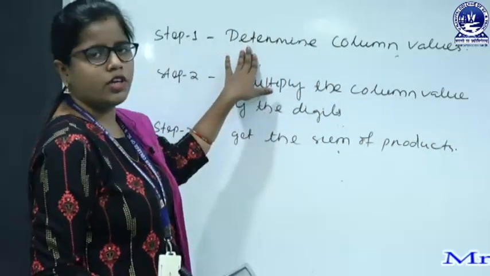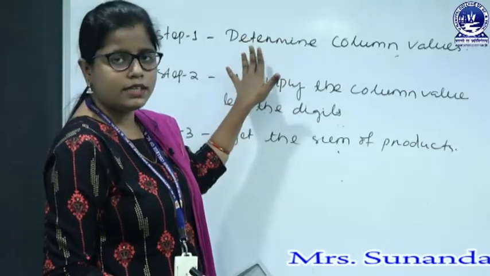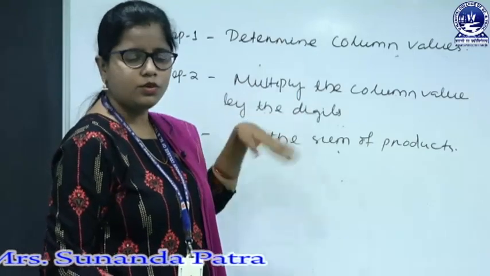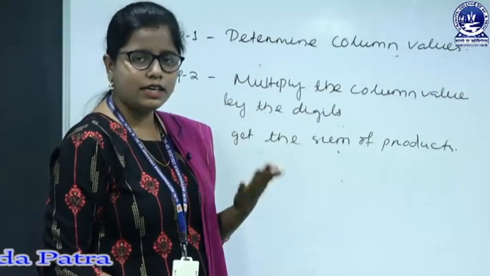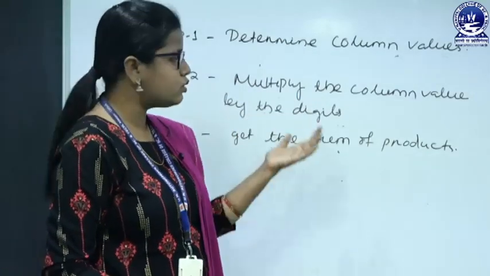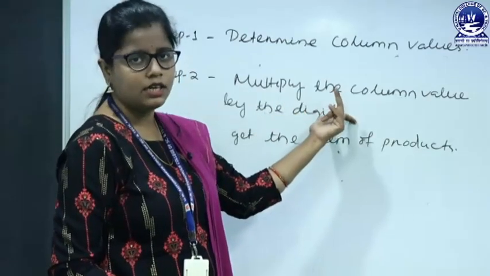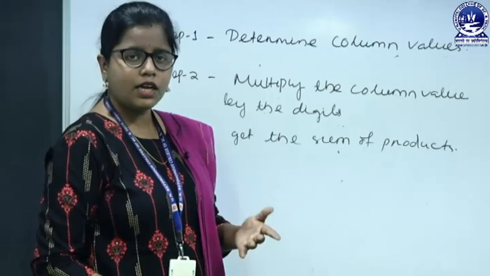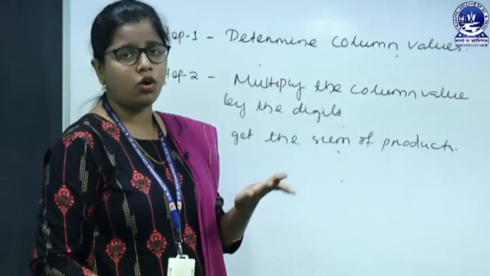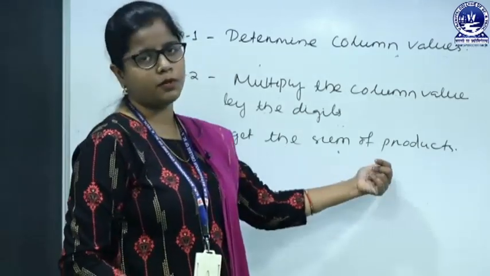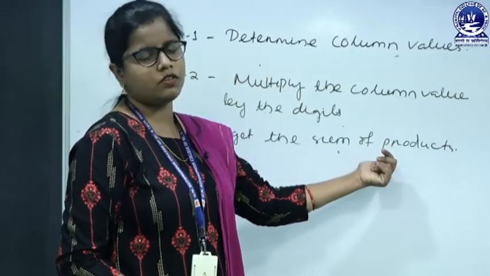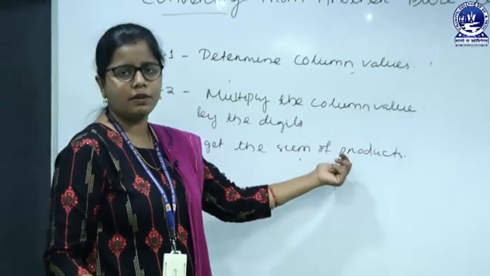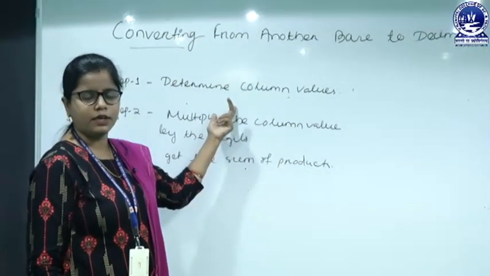So first we will go for determining each individual digit's column value. Then we will multiply those column values by the digit. Then we will have some products. After that, we will add all those products, that is, the sum of products. Whatever final result we find will be the equivalent decimal number of that other base number.